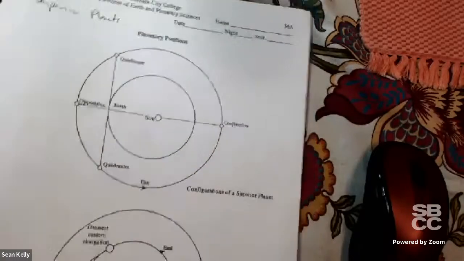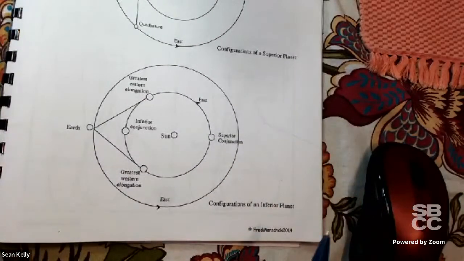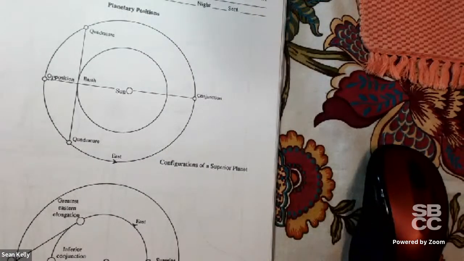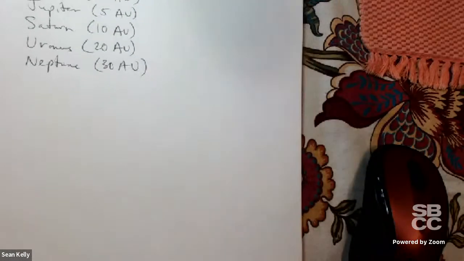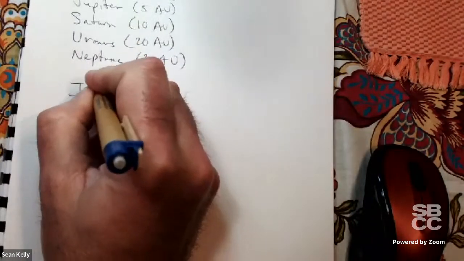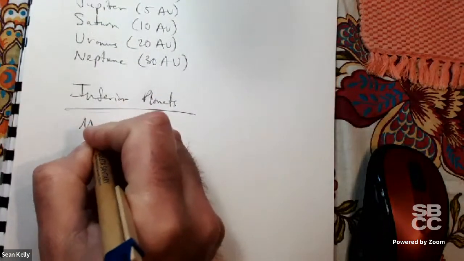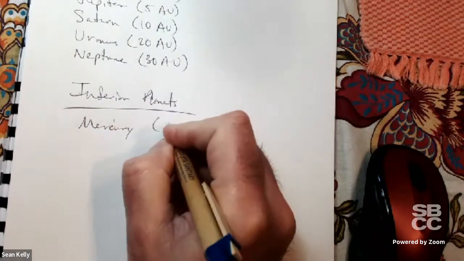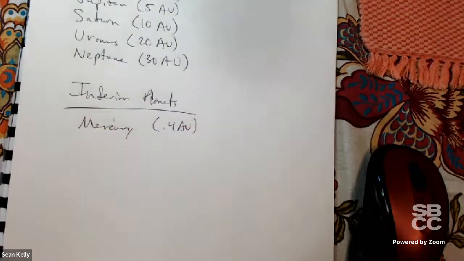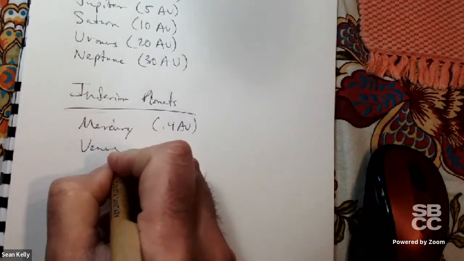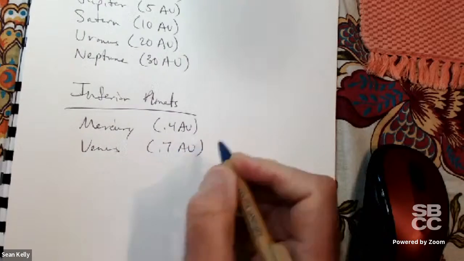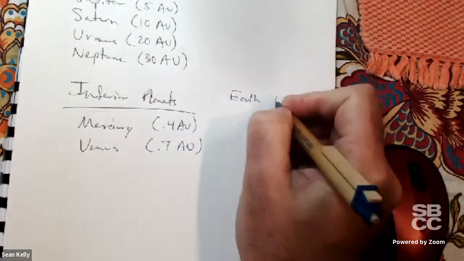The other kind of planet down here is an inferior planet. You can see that the inferior planet is orbiting on a path that's inside of the Earth's orbit. So we have two planets that are inferior to the Earth. The inferior planets are Mercury with an orbit of about 0.4 AU, which we're going to actually see for ourselves, and then Venus with an orbit of about 0.7 AU. Remember, Earth is 1 AU from the sun.